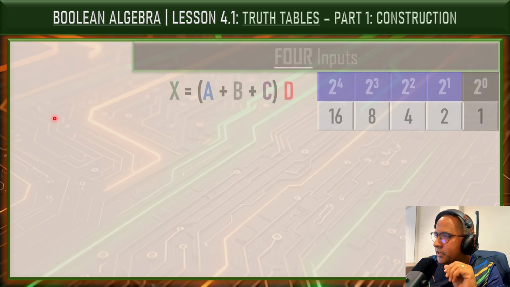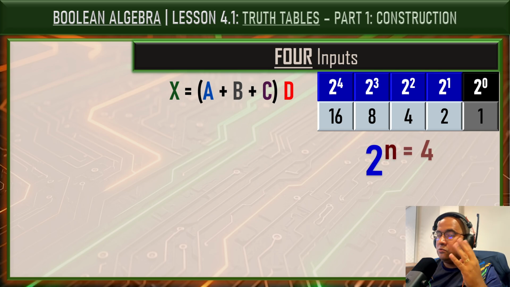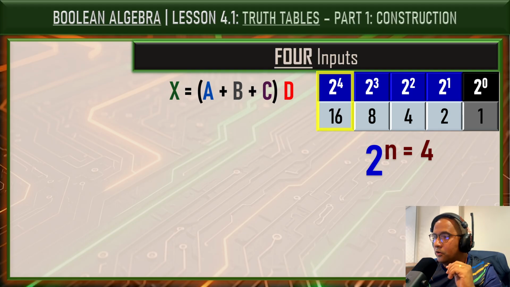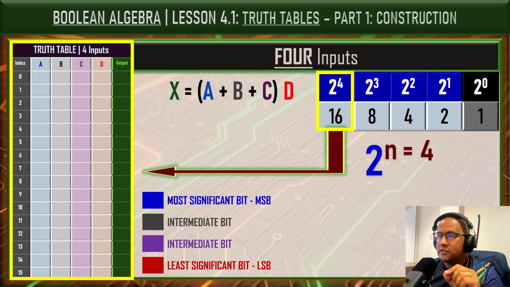Here we have a Boolean expression with 4 variables, that is 4 inputs. A plus B plus C, all multiplied by D. Then we have 4 inputs. So in this case, n equals 4. Therefore, we use 2 to the power of 4, which gives us 16. So the truth table will have 16 rows, 16 input combinations.